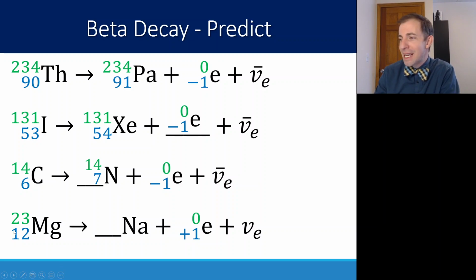Finally, here we've got magnesium decaying into sodium. Here, you'll notice that this is a positive electron, so a positron, that this is beta positive decay. To make the numbers work, 23 stays the same, but 12 goes down to 11, and that's what made it sodium. So you will need to be able to predict these and know the difference between beta positive and beta negative decay.